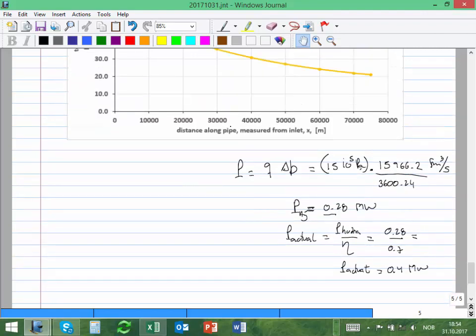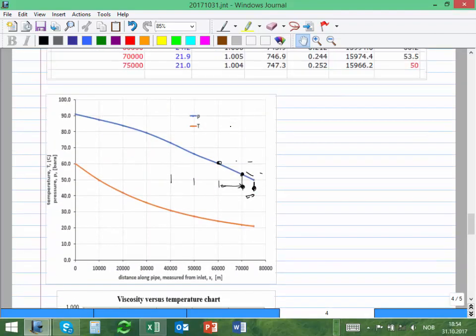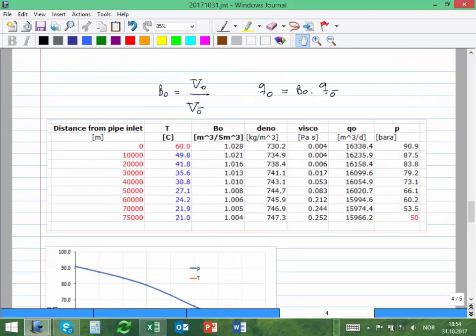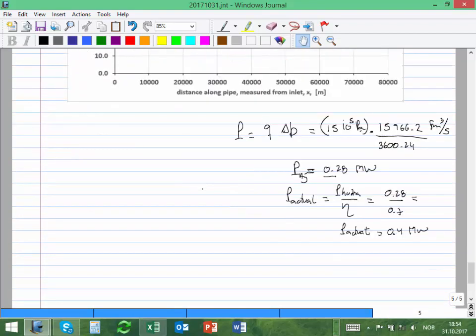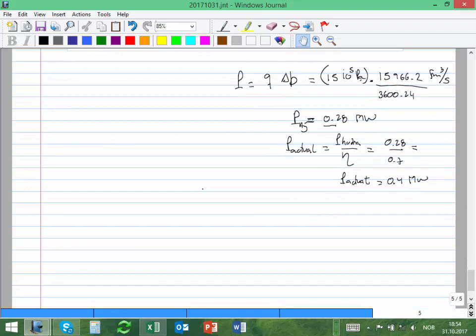So the homework, I want, for 1 kilometer intervals, please plot also pressure and temperature, and make it nice. And if you want, you can do some other analysis on the insulation. But that's the homework. Okay. So that's the saving in pump power by insulating the pipe better.